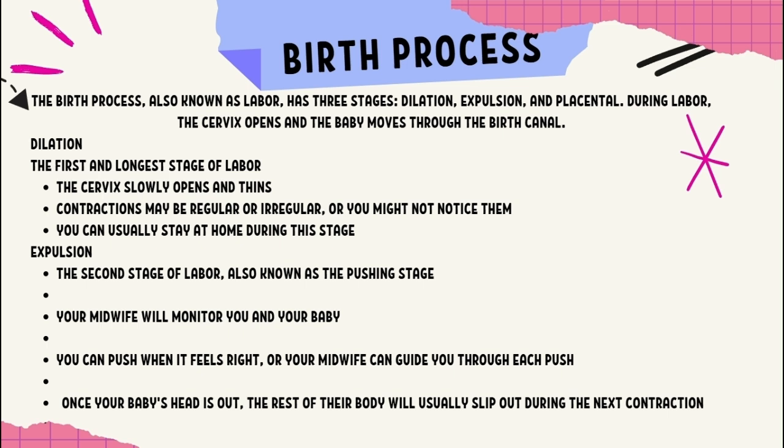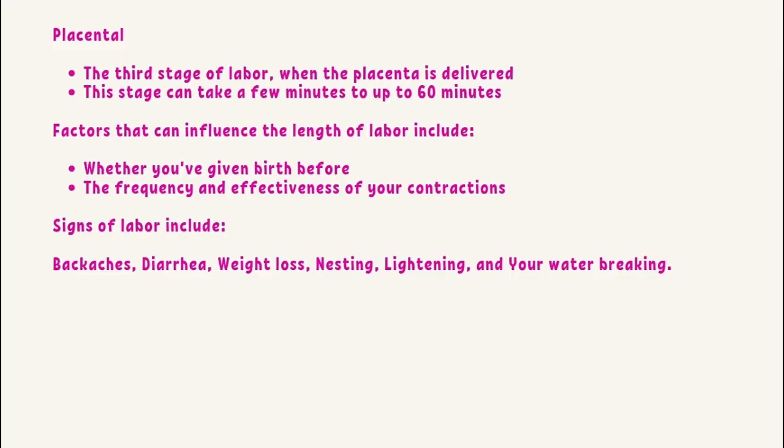And in that case, they might tell the pregnant woman to have a C-section, or they might tell them to try to turn the baby, right? So the placenta, which is the third stage of labor when the placenta is delivered, can take a few minutes or up to 60 minutes.